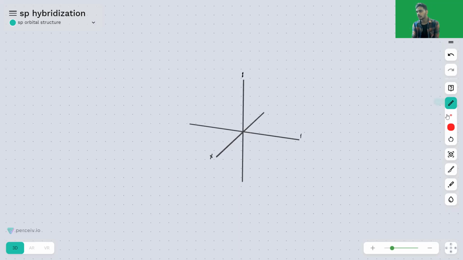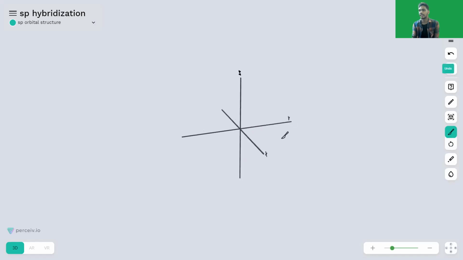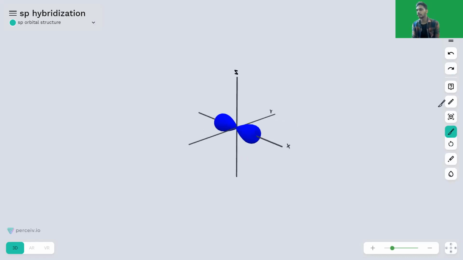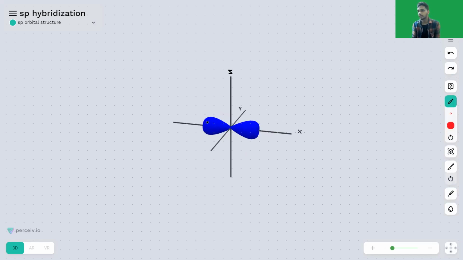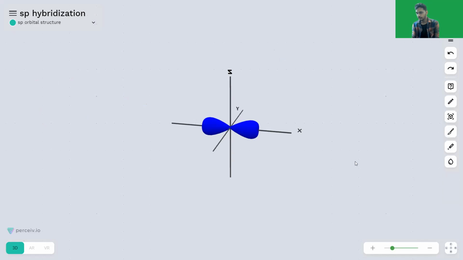So let's see that structure. Yes, so here is this structure. This is sp hybridization. When you talk about sp, it's a combination of the s orbital and the p orbital. We know that the s orbital looks spherical and the p orbital is dumbbell shaped. So whenever they combine, they lead to this. They undergo the hybridization process and form this kind of structure. So this is the x-axis, y-axis, and z-axis, the 3D diagram, right? So here it is. Can you see it?